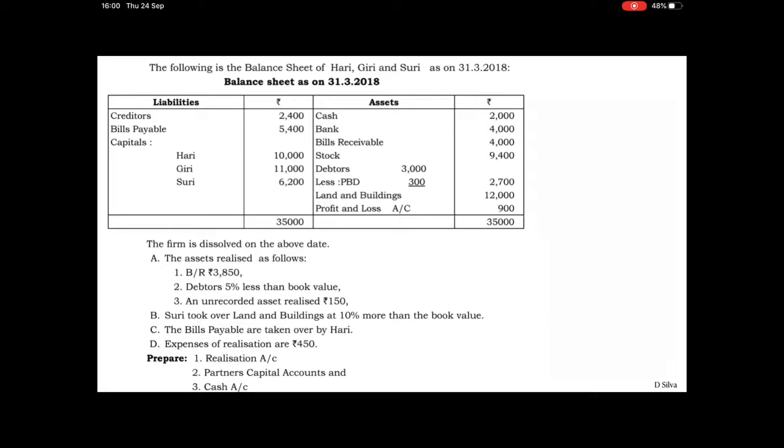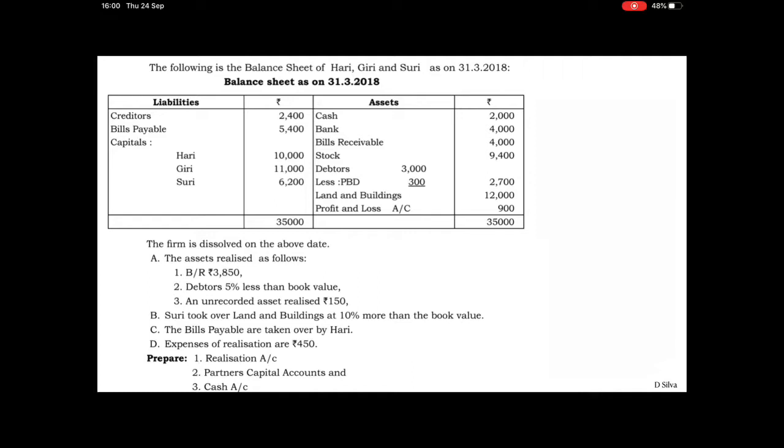Dissolution of partnership. The following is the balance sheet of Hari, Giri and Suri as on 31st March 2018. So students, they have given us the balance sheet and the question says that the firm is dissolved on the above date. The assets realized as follows: bills receivable 3,850, debtors 5% less than the book value, and unrecorded asset realized rupees 150. Suri took over land and building at 10% more than the book value.